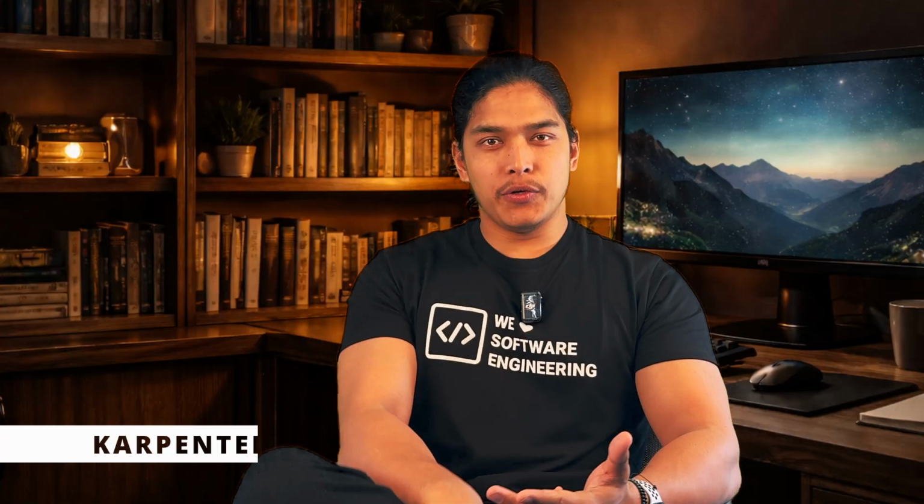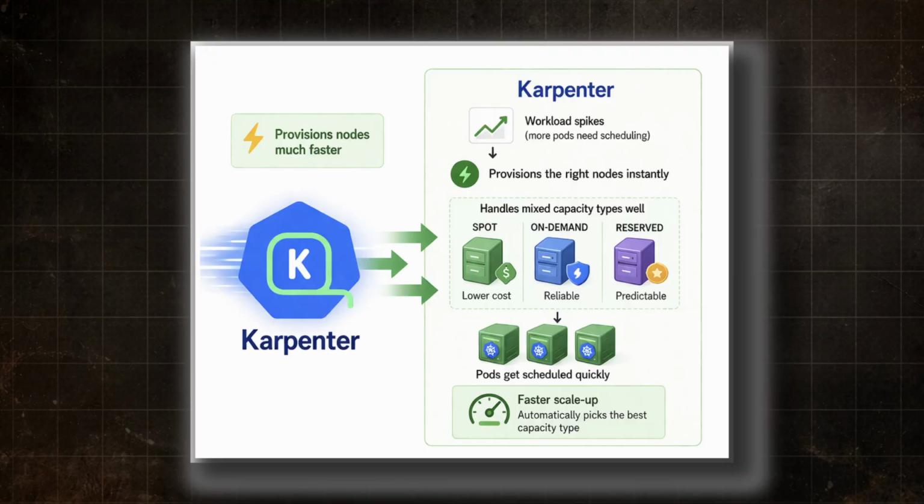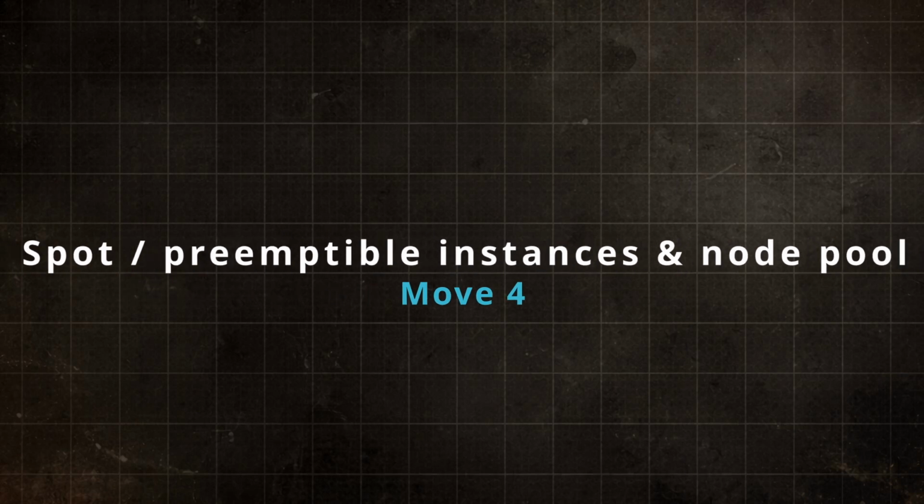The third tool you can use for autoscaling is Karpenter. It provisions nodes faster and handles mixed capacity types well. But the main idea is to match your autoscaler to your workload pattern.